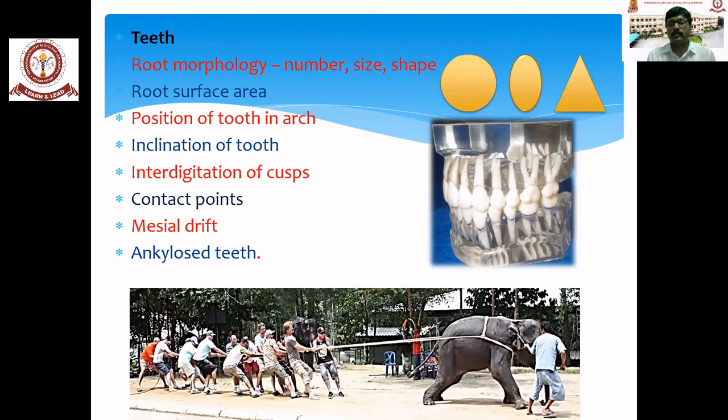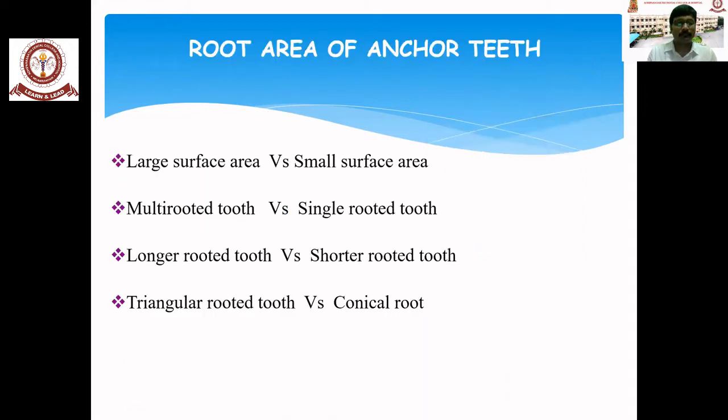Ankylosed teeth provide 100% anchorage. Ankylosed teeth and skeletal anchorage are the two important concepts of anchorage wherein 100% or absolute anchorage is taken. So regarding the root surface area of the anchor teeth, a larger surface area gives better anchorage compared to a smaller surface area. Multi-rooted teeth are always better as anchor teeth compared to single-rooted teeth.